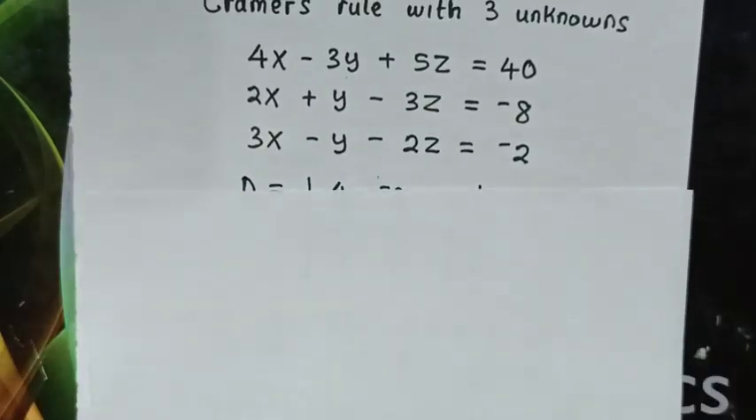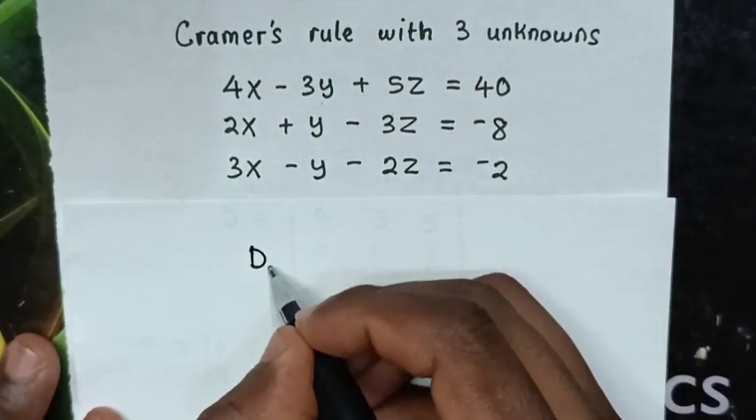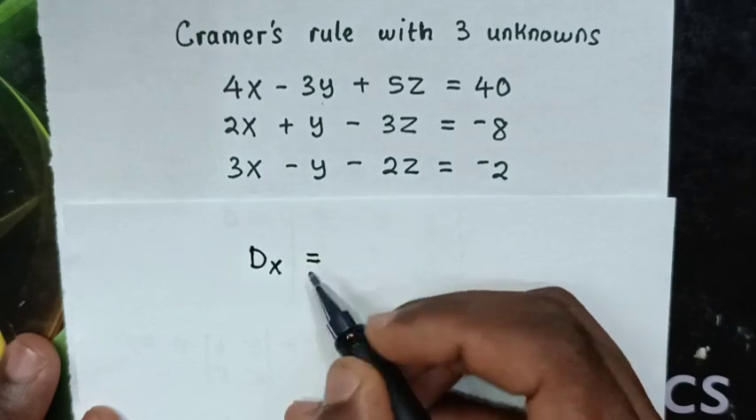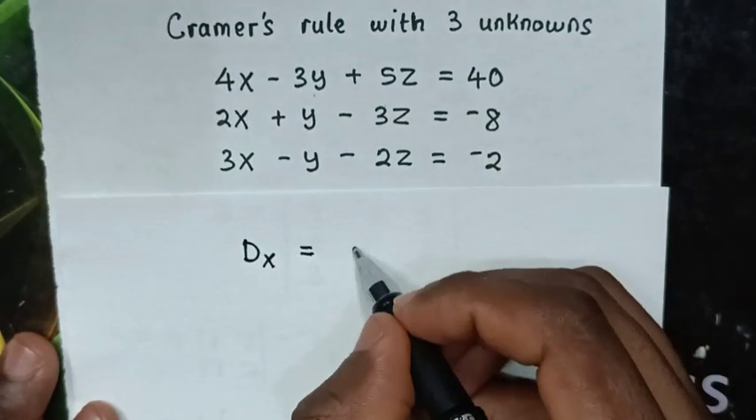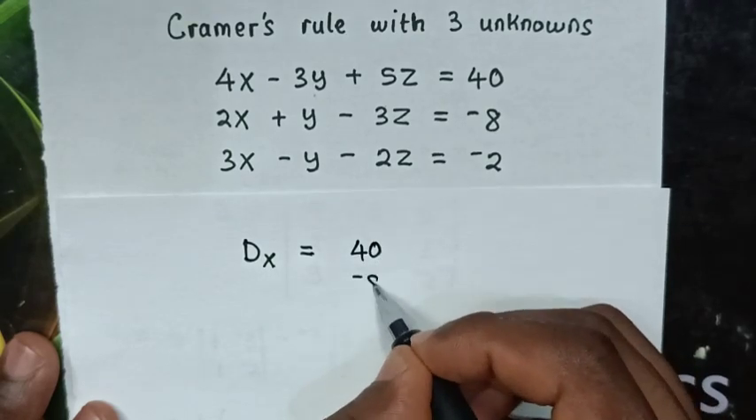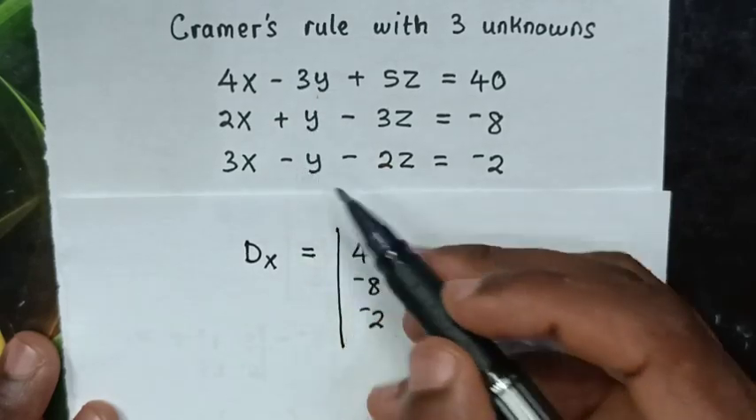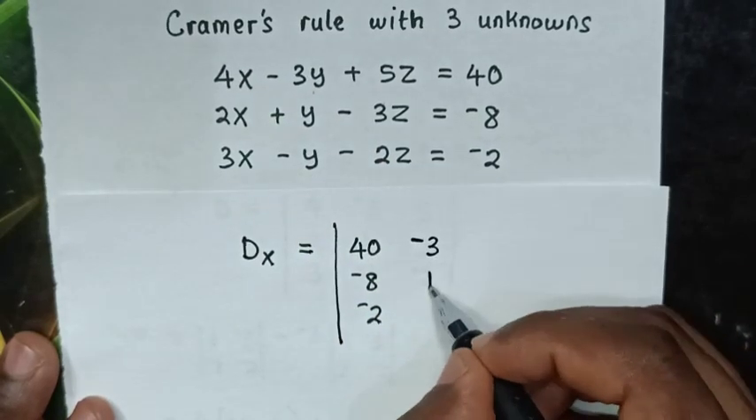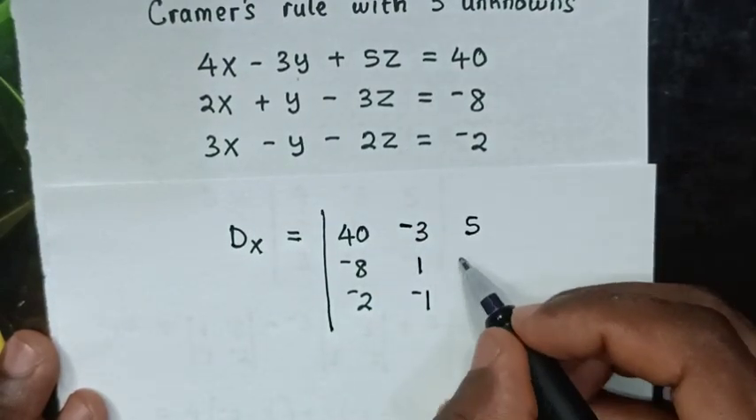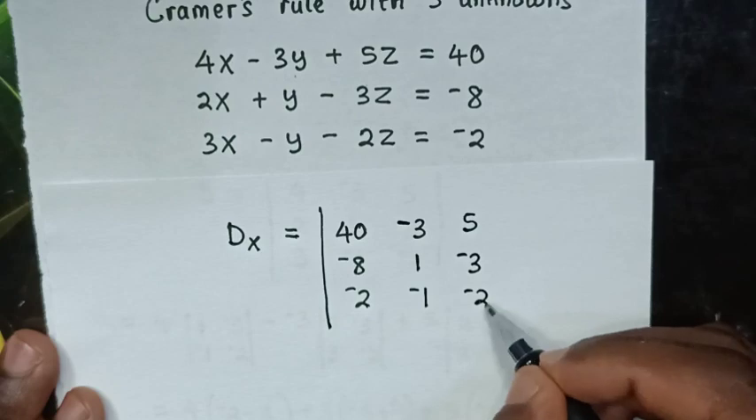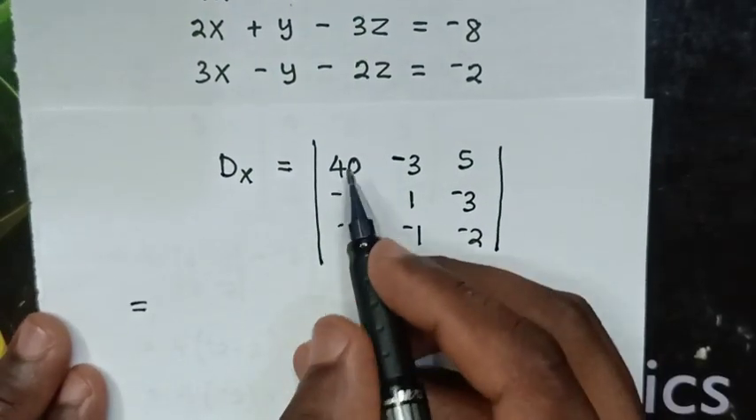Then in the next step, we'll be finding the determinant of x, in which the column of the variable x we replace with this column. So it will be 40, negative 8, negative 2. Then the column of y, which is negative 3, 1, negative 1. Then the column of z is 5, negative 3, negative 2.